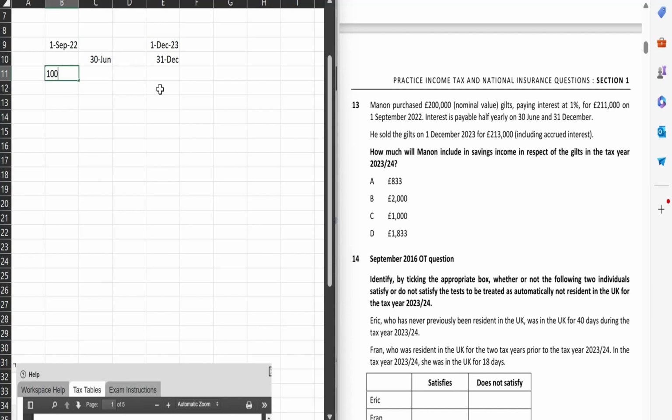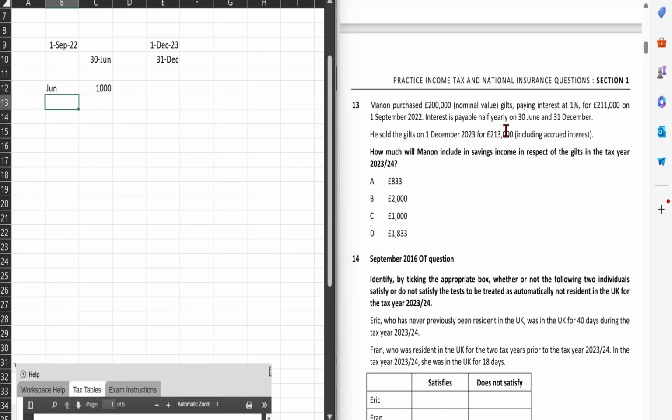the seller adds this accrued interest income on this 100 and sells the gilt at 120 to the Manon. I'm just taking an example. So the concept is that the Manon purchased this nominal value for 211,000, and in this amount, accrued interest till June is included. So for June, how much interest has been received by the Manon? It's 200,000 into 1% and into 6 by 12, right?